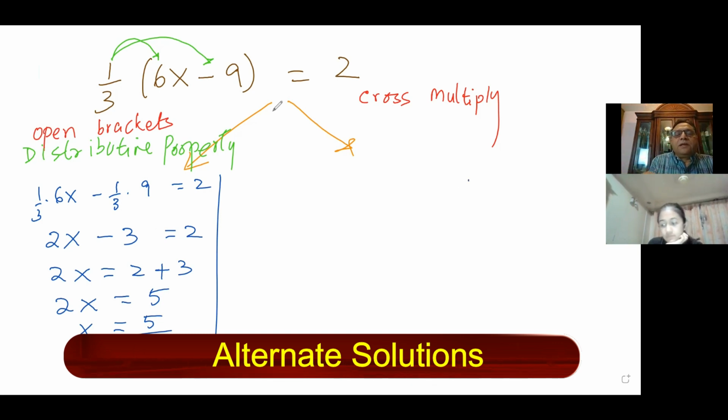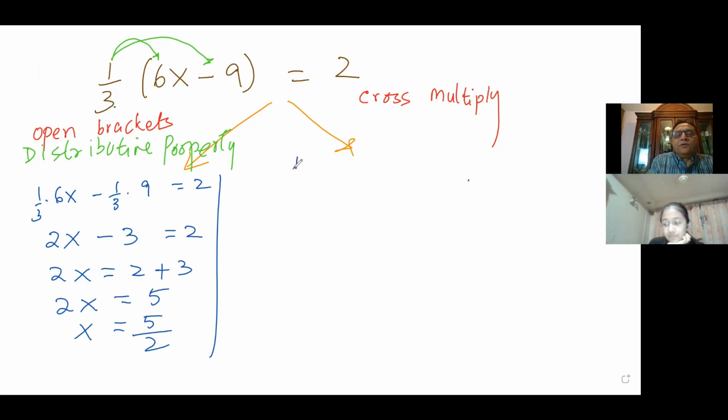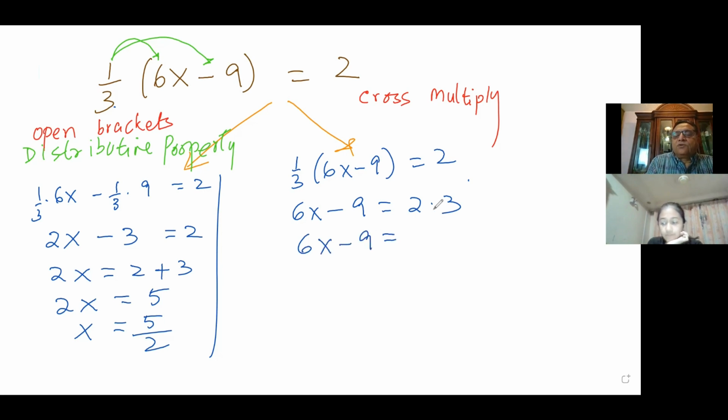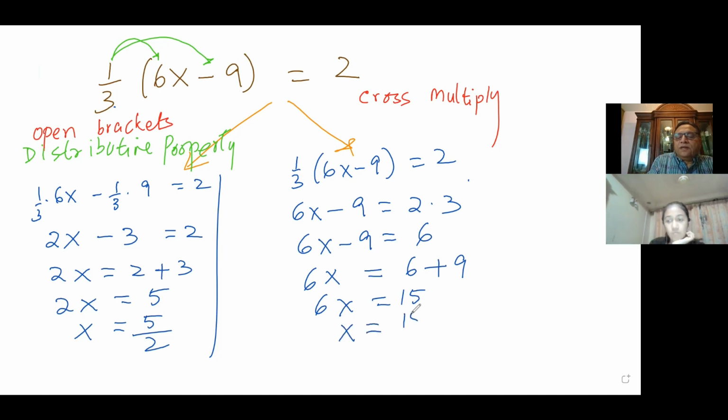So when you do cross multiply, then 3 gets multiplied with, let me rewrite the equation. 1 over 3, 6x minus 9 equals 2. So when you cross multiply, you get 6x minus 9 equals 2 times 3. Is that okay? Yes. So you get 6x minus 9 equals 2 times 3 is 6. And now we'll add 9 on both the sides. So 6x equals 6 plus 9, right? Yes. So 6x equals 15 and x is equal to 15 divided by 6.